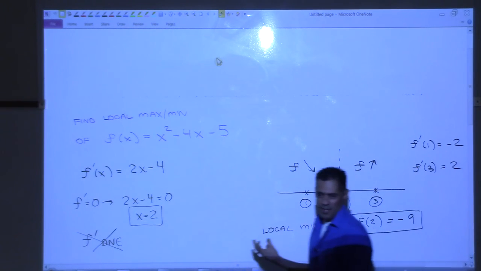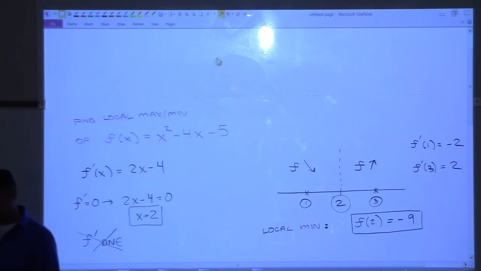Basically, we just found the vertex, okay? I mean, that's what we just did. We just found the vertex. Okay, we will have more of this to come.